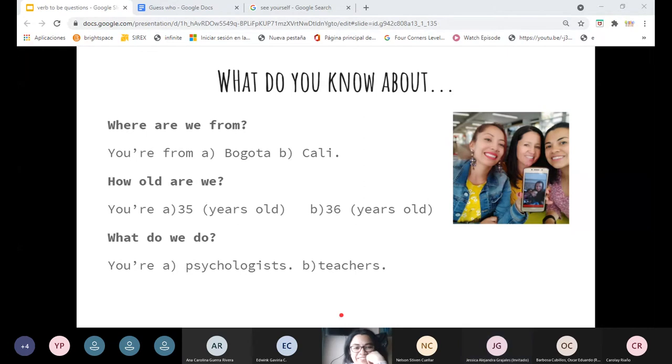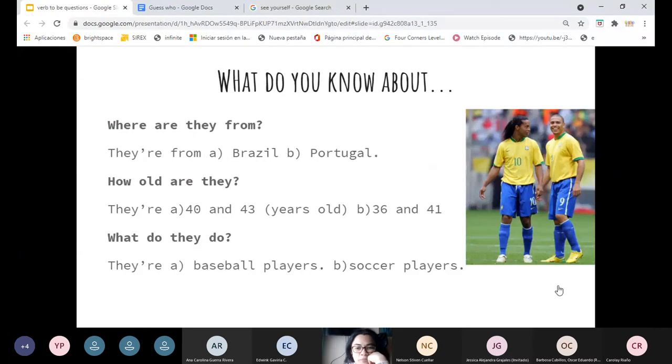Very good. Okay, guys. And here we have, from another perspective, these people. So my first question is, guys, what are their names? Ronaldinho and Ronaldo. Yes. Ronaldinho and Ronaldo, right? So, Jimena, where are they from? Where are they from, Jimena? They're from Brazil. That's right. Excellent.